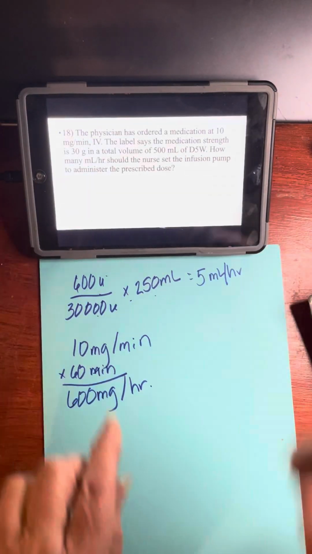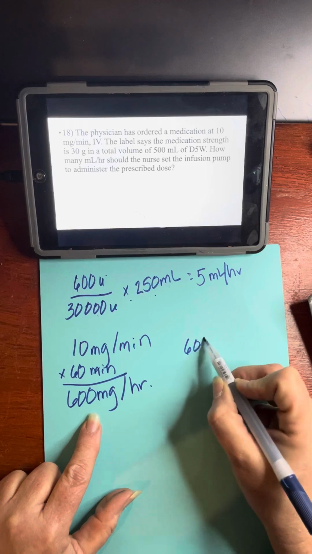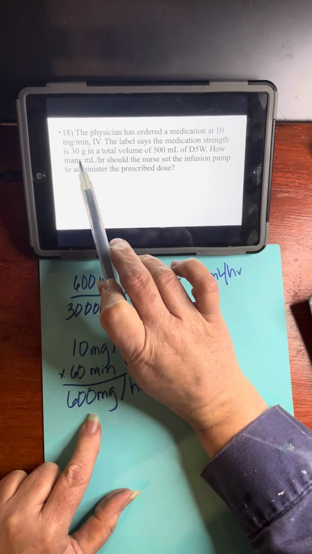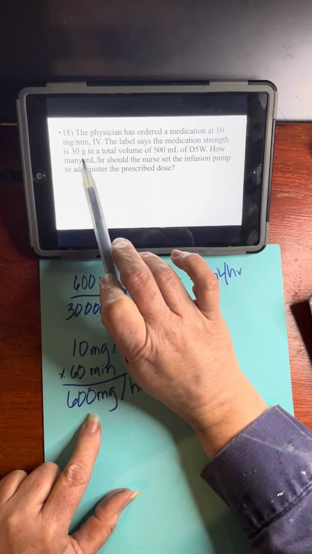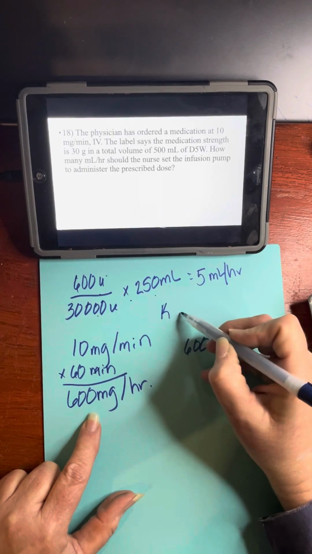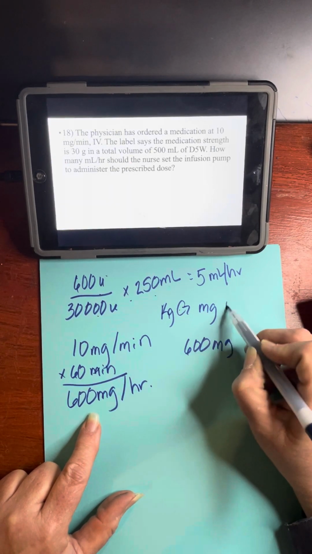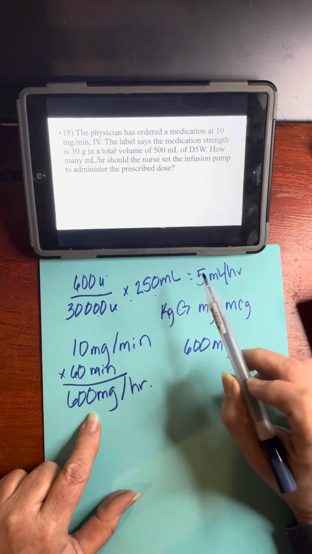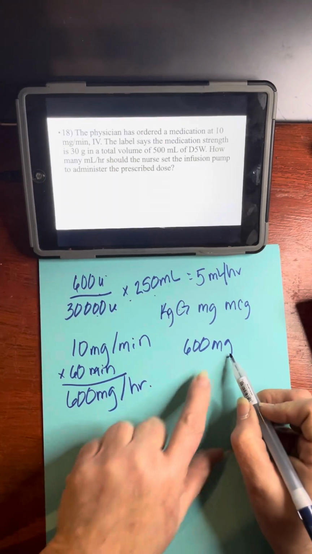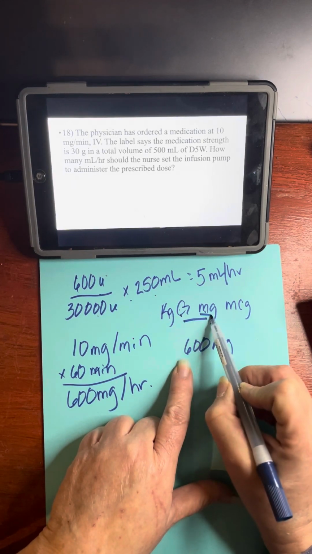Now, 600 milligrams is what he wants. And you see that what we have in the bottle is 30 grams. And you know we have kilograms, grams, milligrams, and micrograms. I'm going to convert this 30 grams to milligrams. If I'm going grams to milligrams, I got to move that decimal that way.